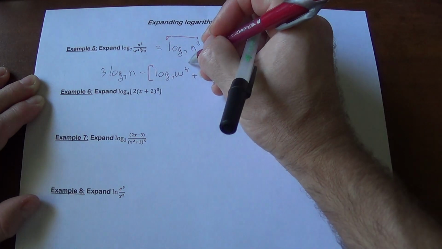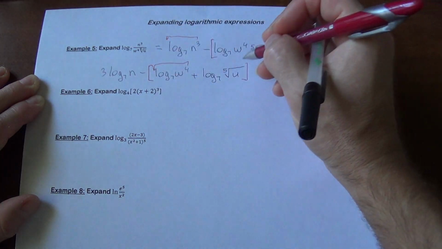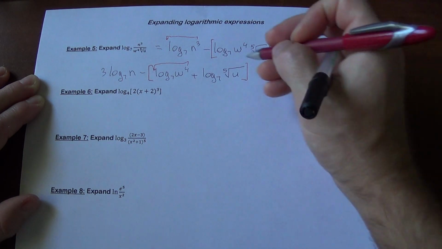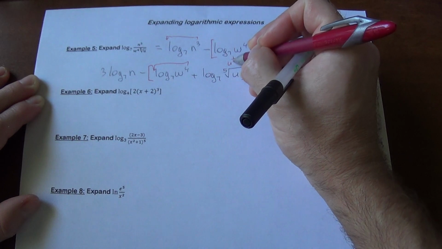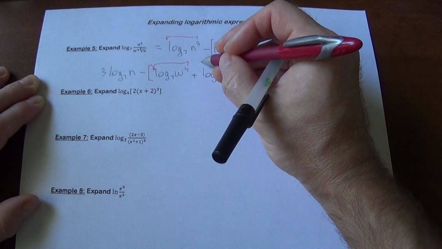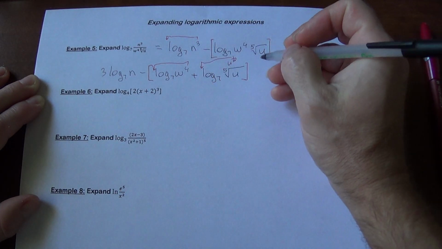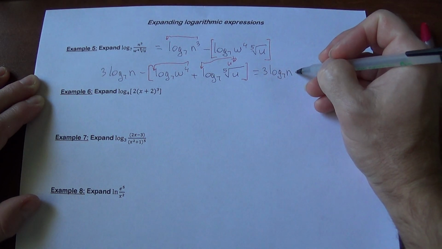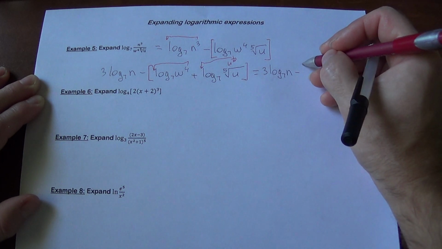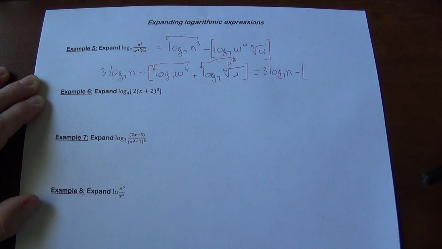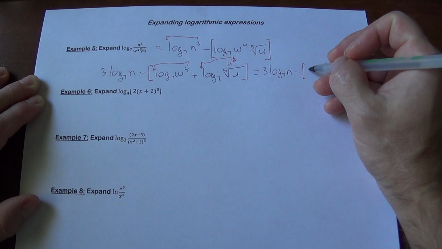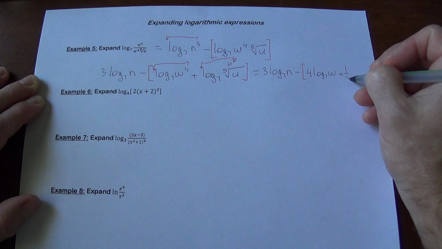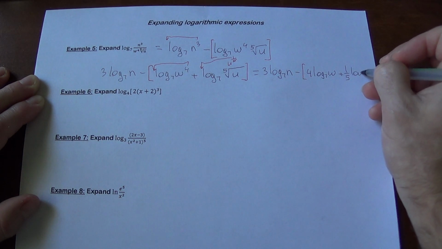We can take this 4 out and put it in front of the log. This here can be written as u to the power 1/5. So the 1/5 can go out. So we're going to get 3 times the log base 7 n minus, we still have the bracket here. Kind of running out of space, but we'll manage. Times 4 log base 7 w plus 1/5 log base 7 u.